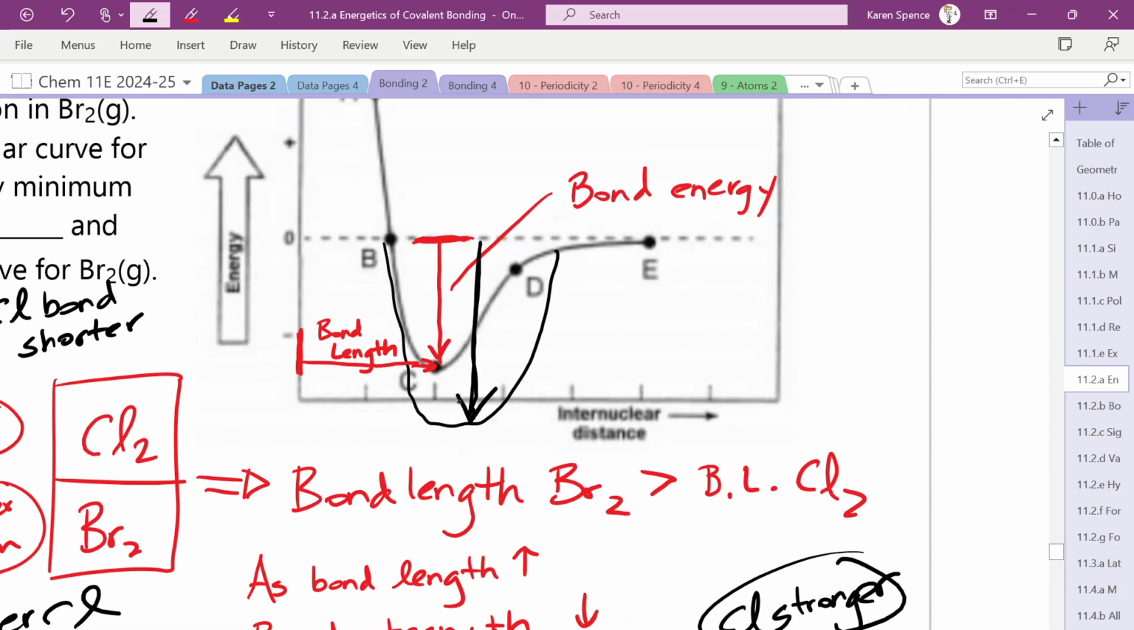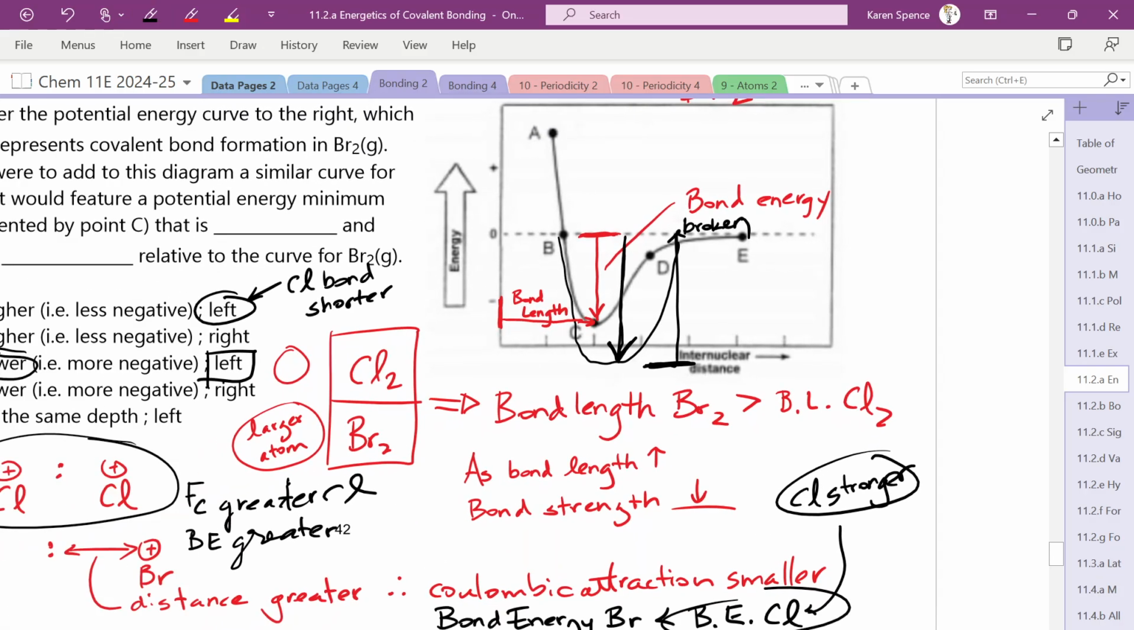So this is the potential energy. They call these potential energy wells. How much energy is it going to take to break that bond? You have to put in enough energy to take it from its most stable state to being broken, up here. That makes sense? Cool.